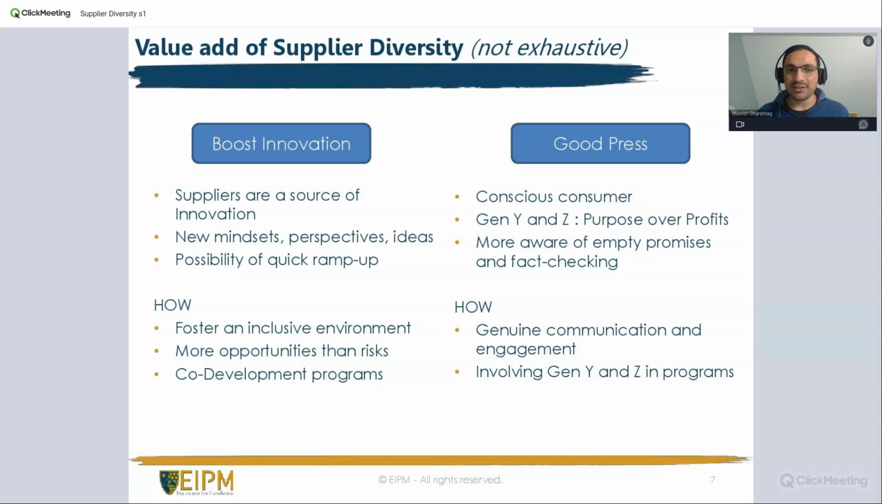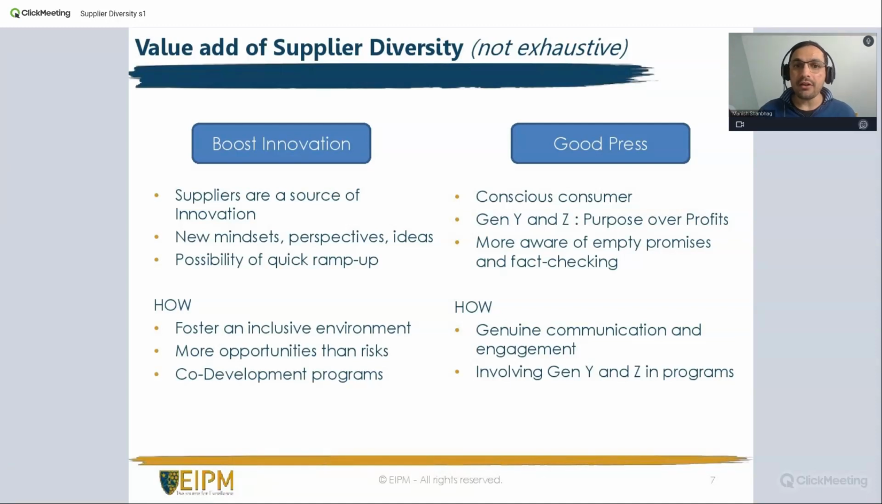Gen Z and Gen Y are putting purpose over profits. They want to see which organizations are engaging in supplier diversity, sustainability, decarbonization, and so forth, right? So they are putting some purpose over profits while choosing products, while choosing services. And it's only going to grow in the coming years, right?